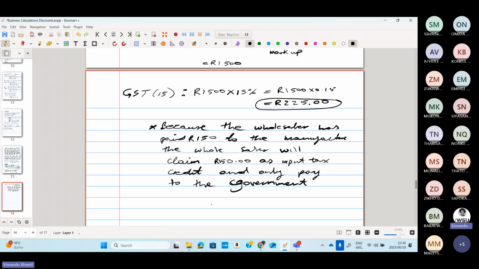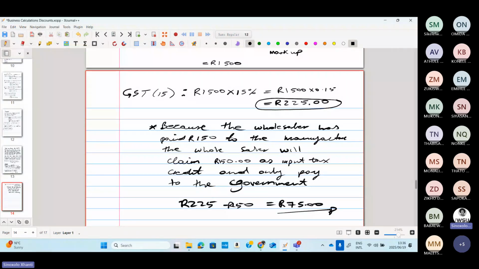Only pay to the government 225 minus 150, which is equal to 75. So the wholesaler will only pay 75 rand to the government because the other percentage has already been paid to the manufacturer.